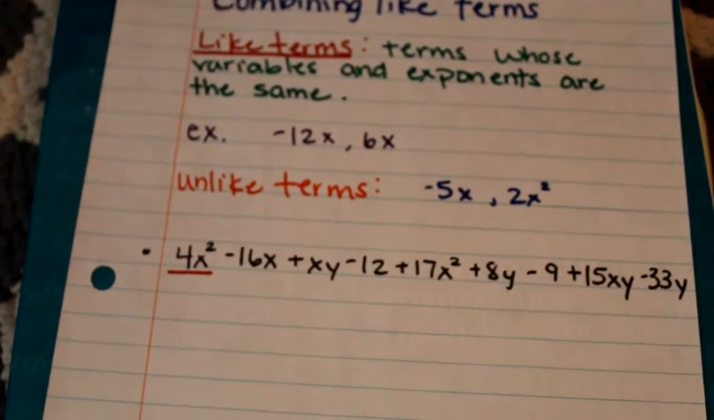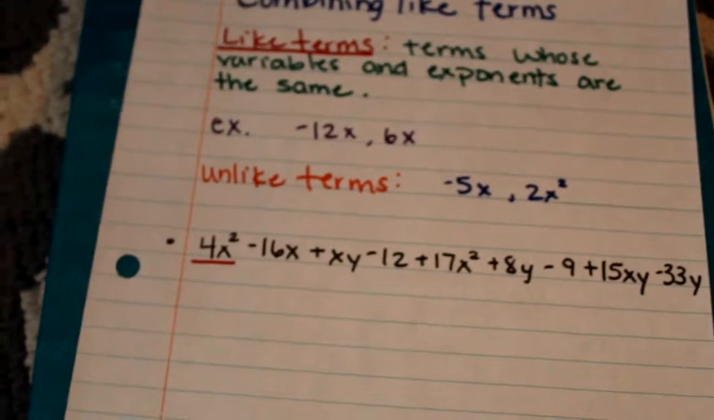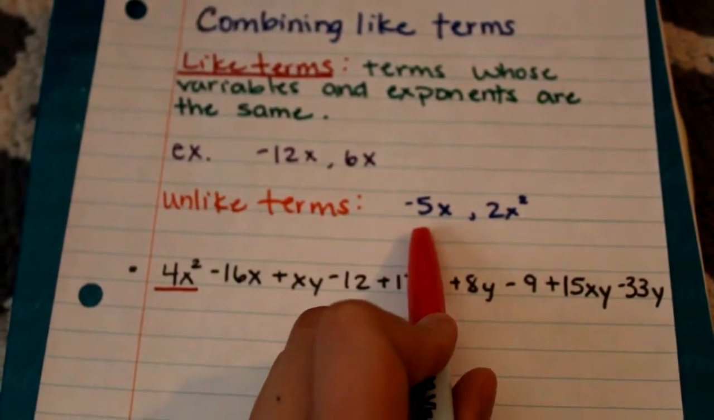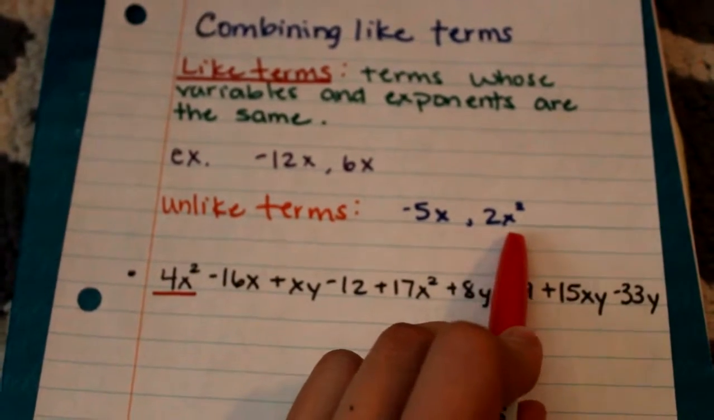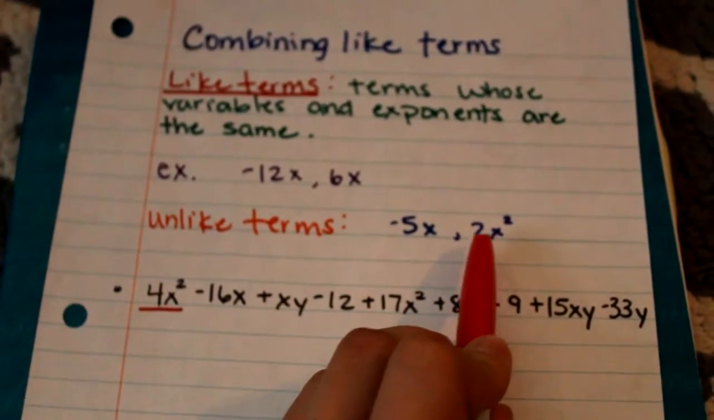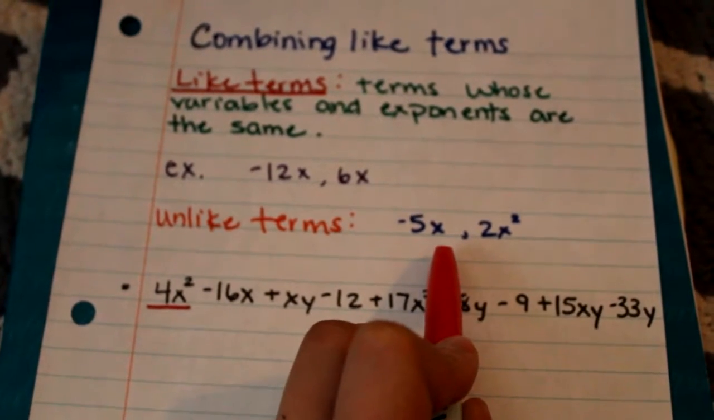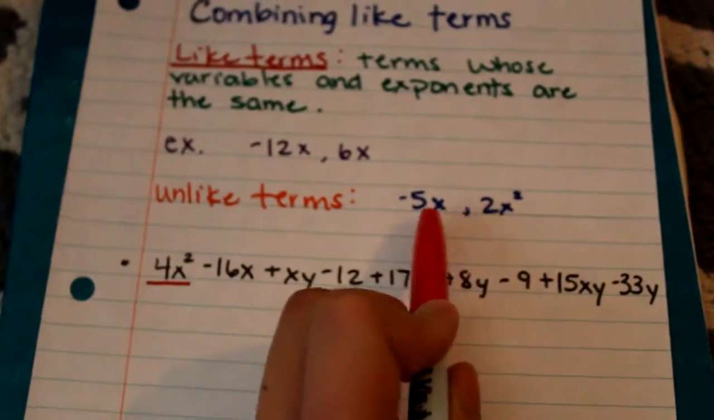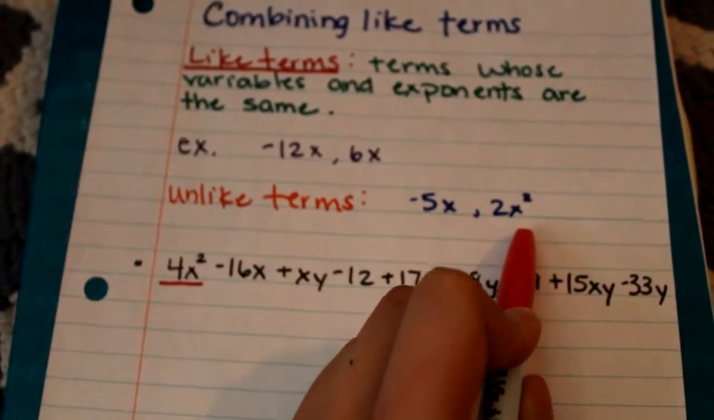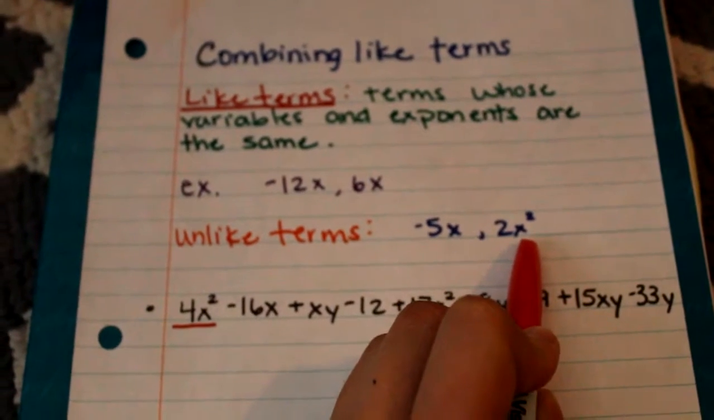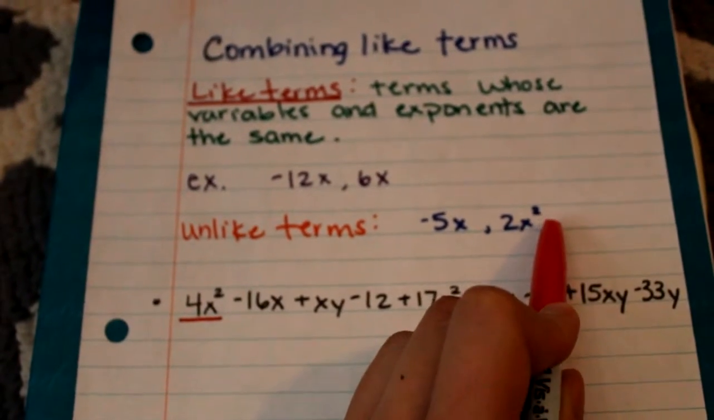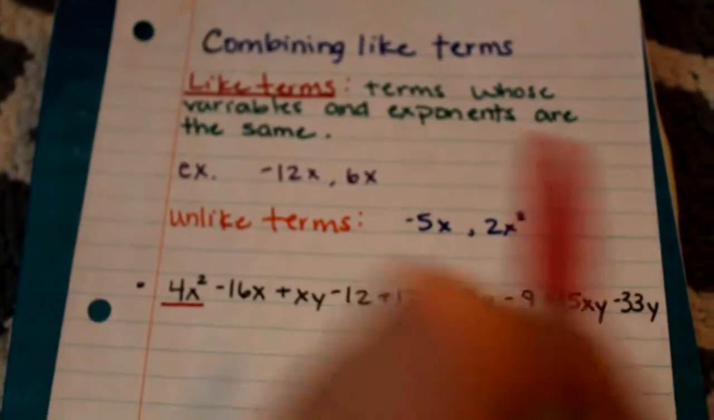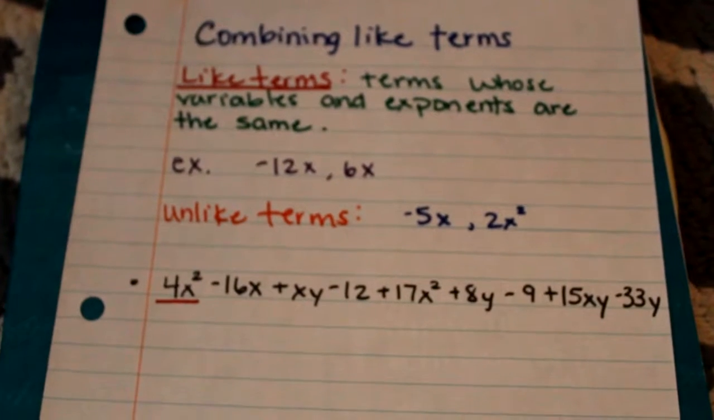And then the example of unlike terms that I have here is negative 5x and 2x squared. These are unlike terms because they do have the same variable. They both have an x as the variable, but on the 2x the x is squared, and on the minus 5 it's not. So that's what makes them unlike terms.